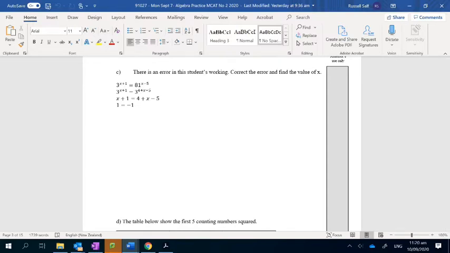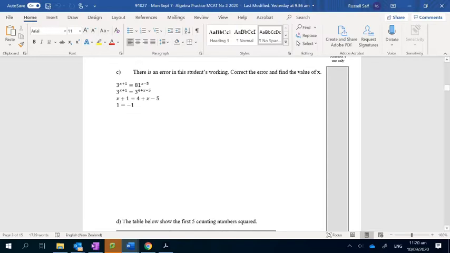There's an error in this student's working. Correct the error and find the value of x. Well, if it says correct the error and find the value of x, just do it yourself. Ignore that. Don't look at their work and then try to figure out what's wrong with it. Do the work yourself and then compare your working to theirs, because it's going to drive you crazy sitting there looking at their stuff. You're going to have to do it yourself anyway.